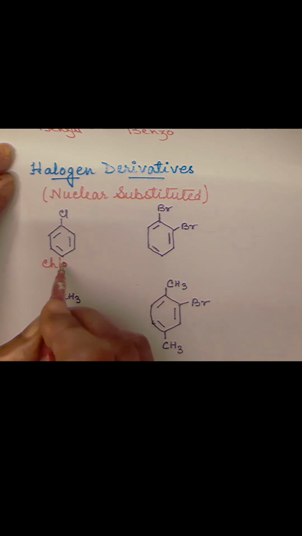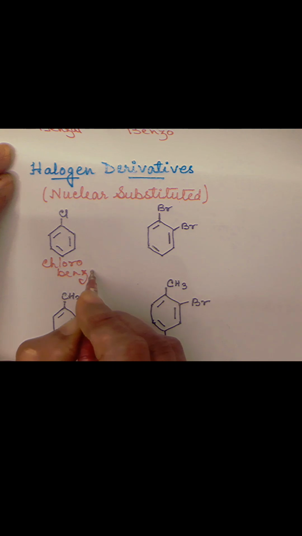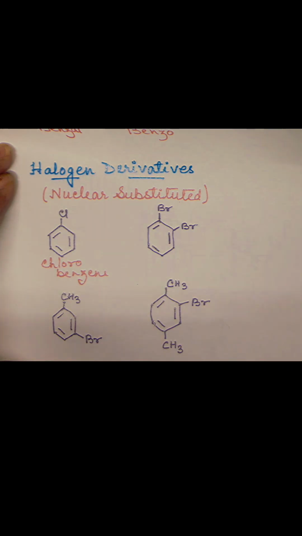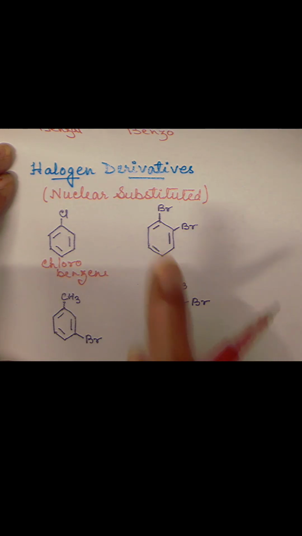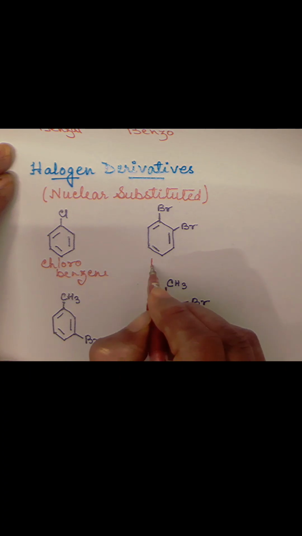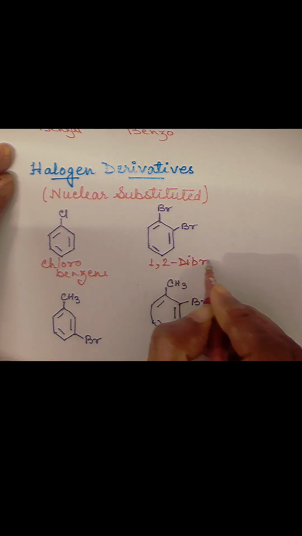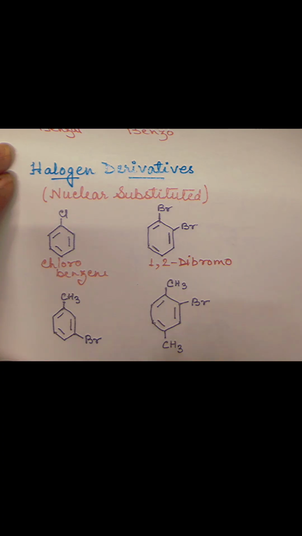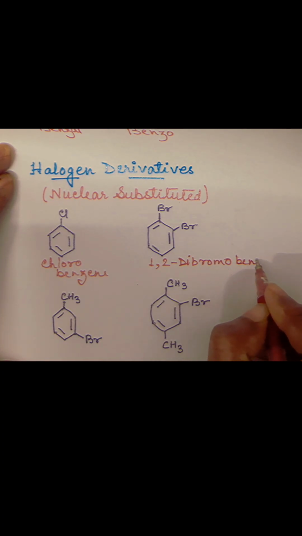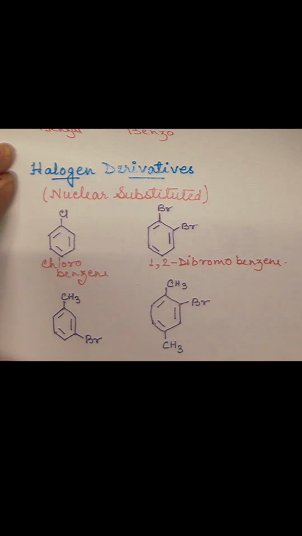So this is the first and simplest one, and we call it chlorobenzene. Now what will we call this? We would call it 1,2-dibromobenzene.